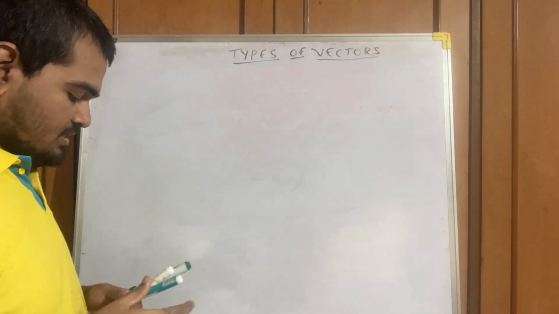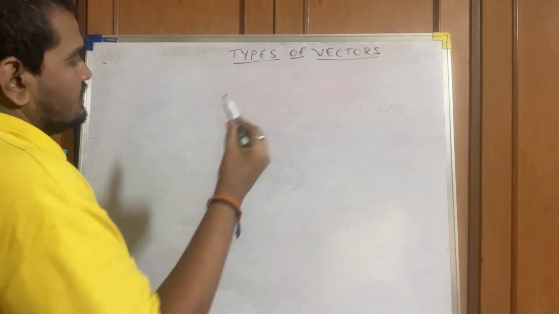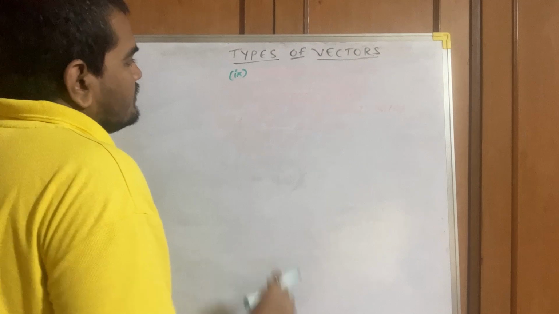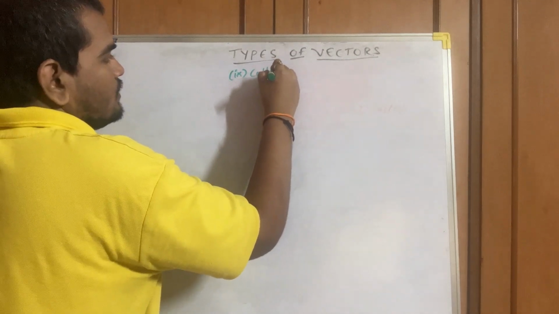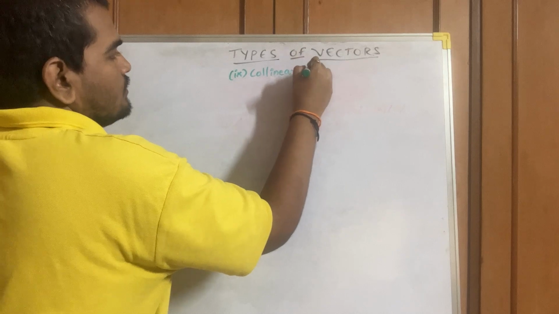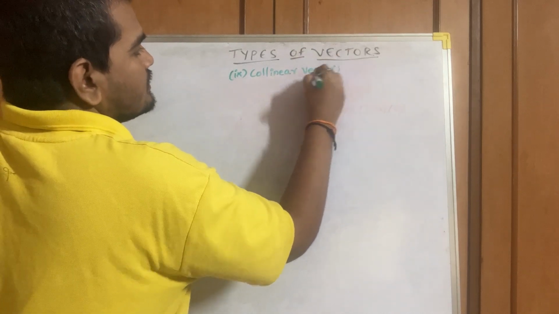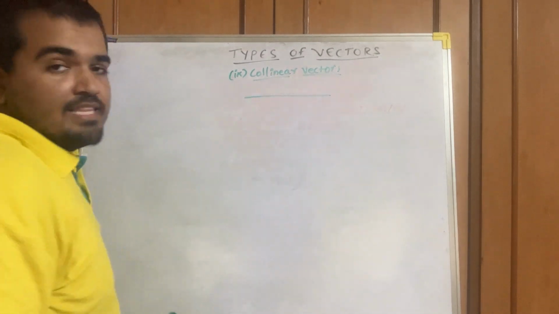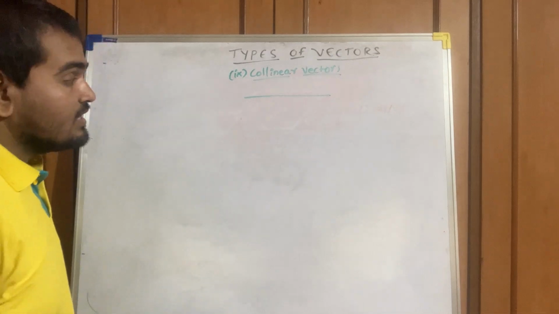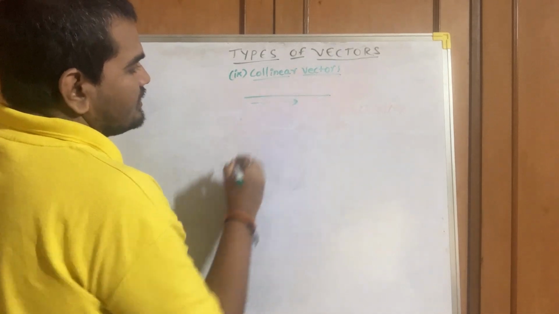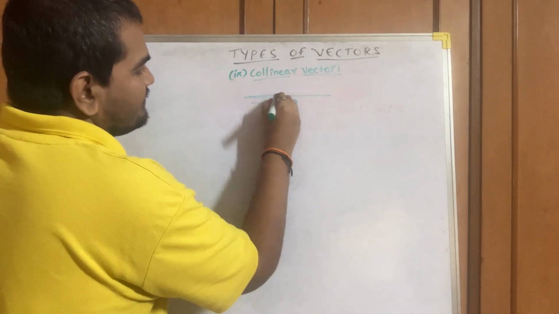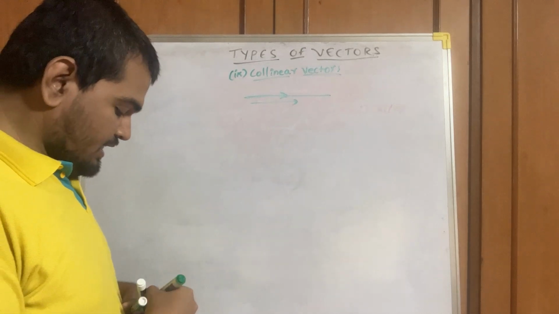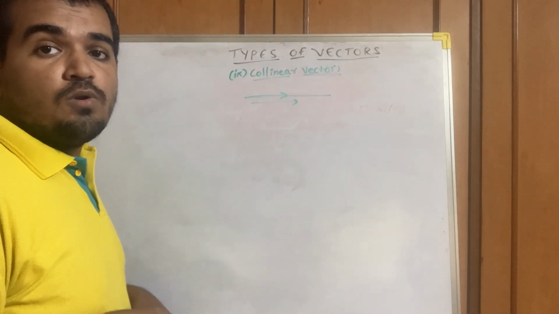Then the next one, the ninth one, collinear vectors. Suppose I have a line like this. The vectors which are parallel to this line or travel along the same line, irrespective of their magnitude or direction, are known as collinear vectors.